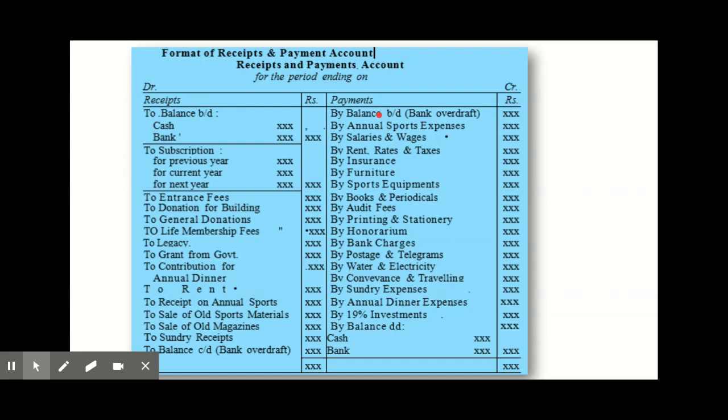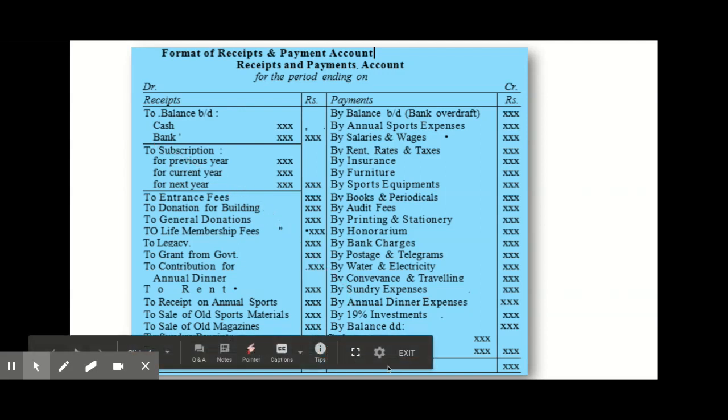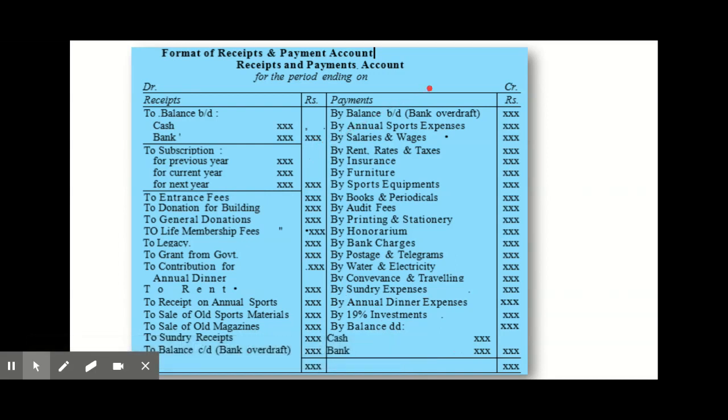Credit what goes out. Okay, then the receipts and payments account starts with the opening balance of cash in hand and cash at bank, and ends with the closing balance of cash in hand and cash at bank. If the cash account or the bank account is showing a credit balance, then it will be shown as a bank overdraft on the payment side. It will have an opening balance on the credit side.